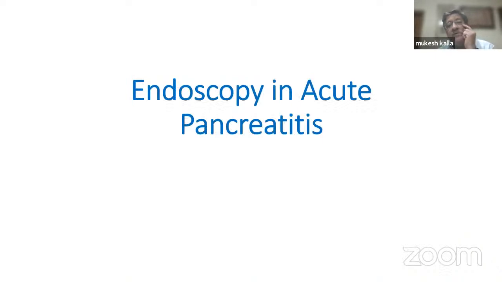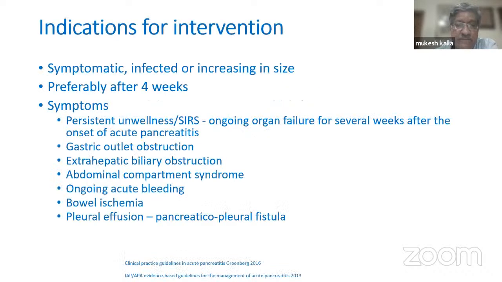Now we'll talk about the finer details of endoscopy in acute pancreatitis. So when, and which patient needs this? These are symptomatic patients, preferably after 4 weeks, with persistent walled-off collections, cysts, ongoing organ failure, outlet obstructions, extrahepatic biliary obstructions, compartment syndromes, bowel ischemia because of pressure, and leaks into the pleural cavity or outside.